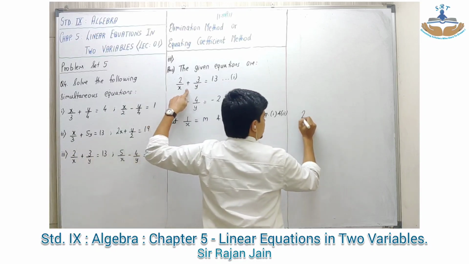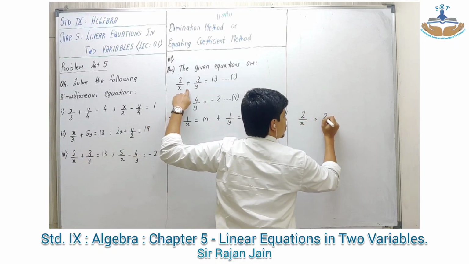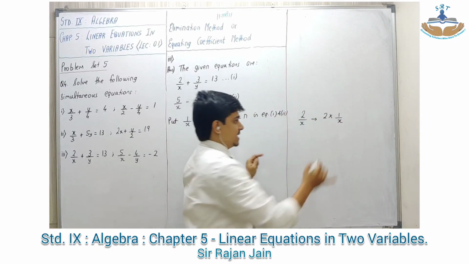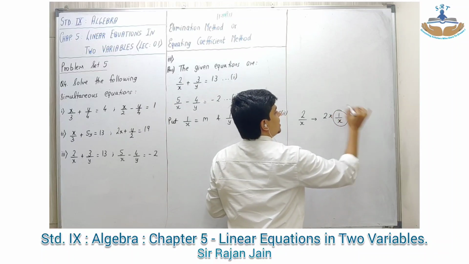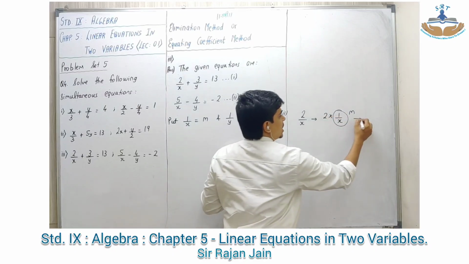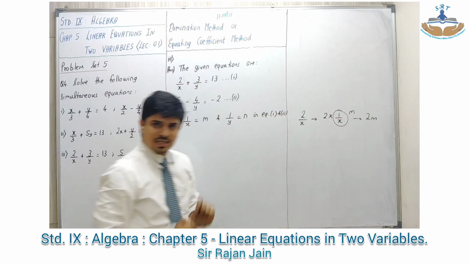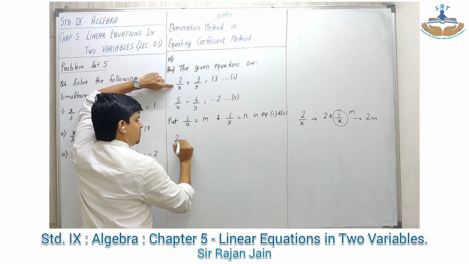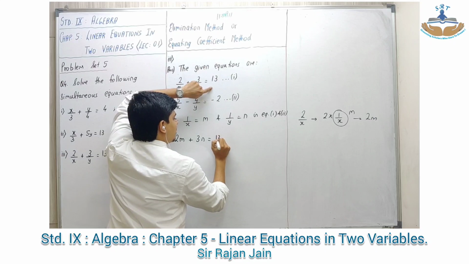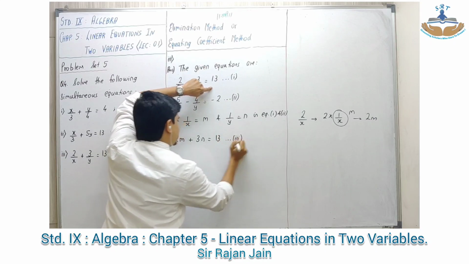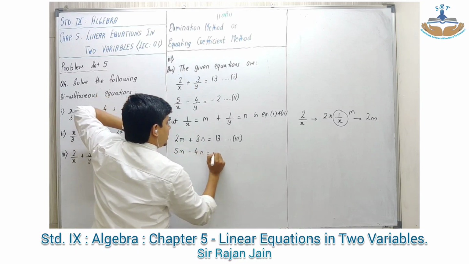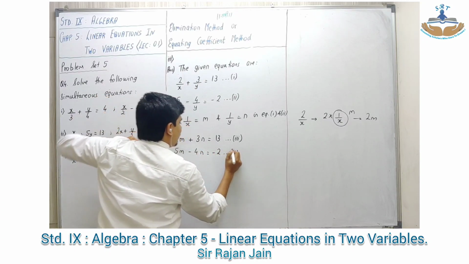Look here. ये जो 2 upon x है ना, I can actually write it as 2 into 1 upon x. 2 into 1 upon x means 2 upon x. और ये 1 upon x, I am taking it as m. तो 2 upon x क्या हो गया? 2 into m, which I can write as 2m. समझा? So this term will become 2m. Same way, this term will become 3n and 13 remains as it is. Write this as equation 3. Over here, this will become 5m, this will become 4n is equal to minus 2, equation 4.